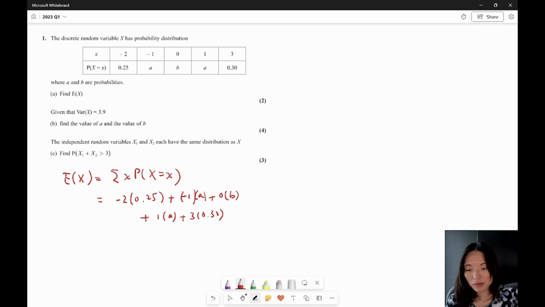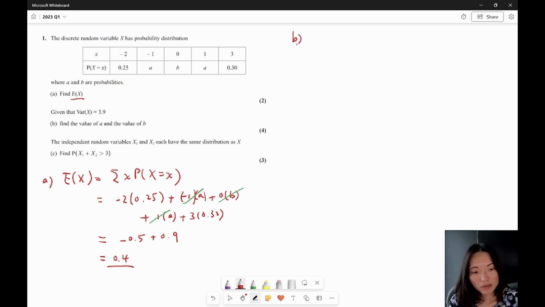Initially, I was a bit skeptical in terms of the question asking us to find the expectation of x. I didn't know whether I had to express that in terms of a and b because these are unknowns. But actually looking at this expansion, a and b won't appear in the expectation of x. So the expectation of x is simply minus 0.5, the minus 1a and the 1a cancel with each other, 0 times b is simply 0. Therefore, I have plus 0.9. Therefore, expectation of x is simply 0.4. So that's our part A.